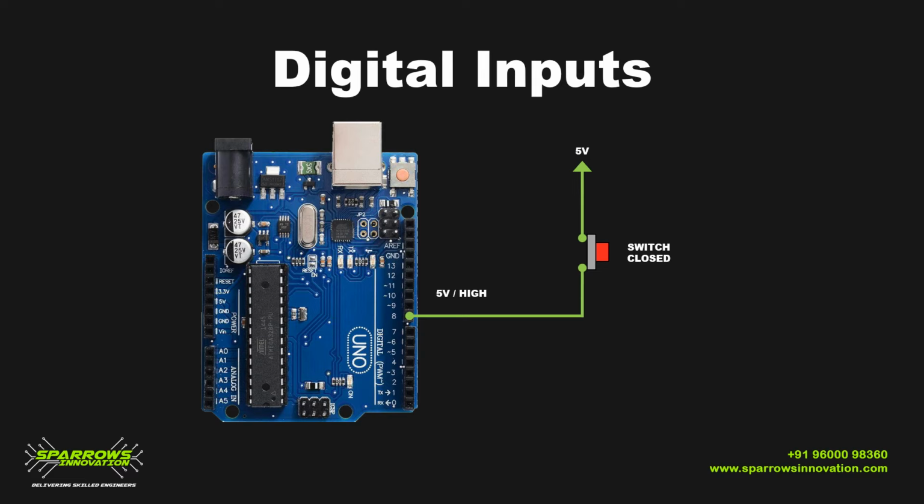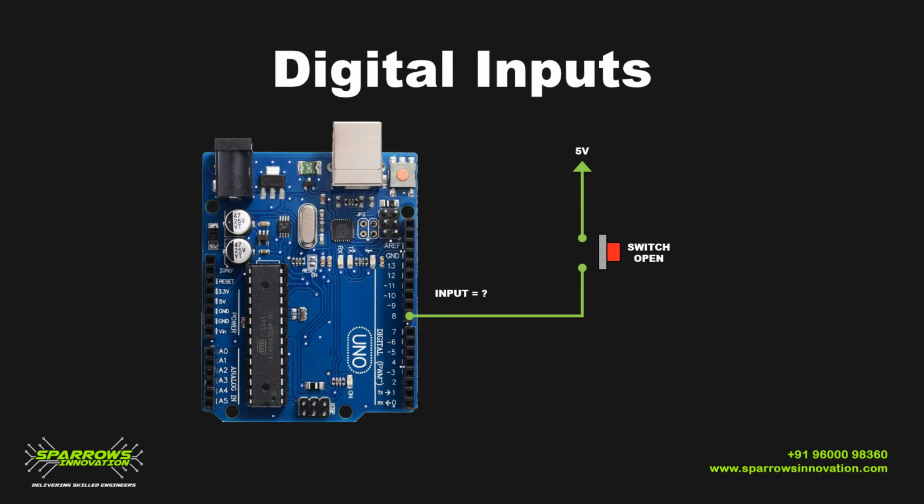Here we are going to use a switch in series with this circuit. So I am going to connect a switch between a 5 volt and a digital input pin. When the switch is closed, then the input value will be 5 volt or logical high. Now when I open this switch, what will happen? What will be the input of that digital input pin?